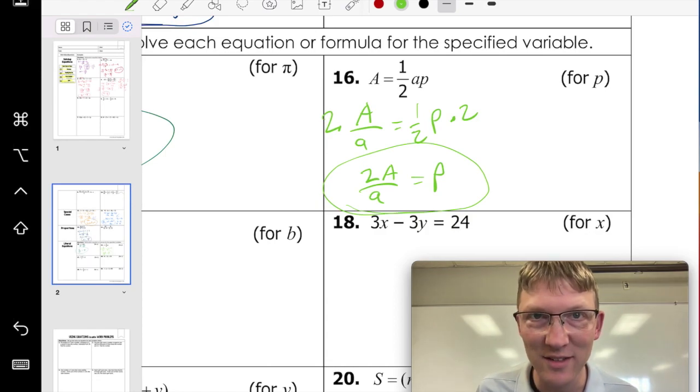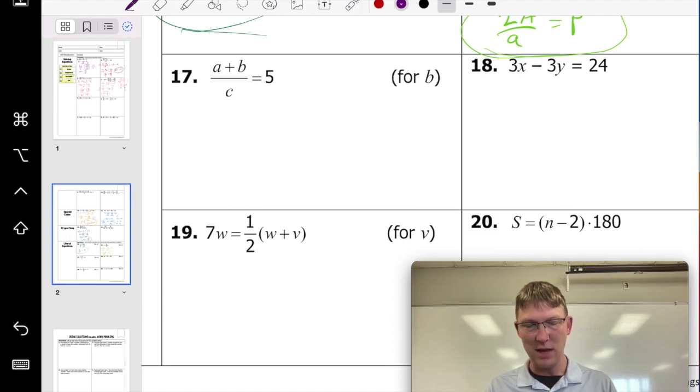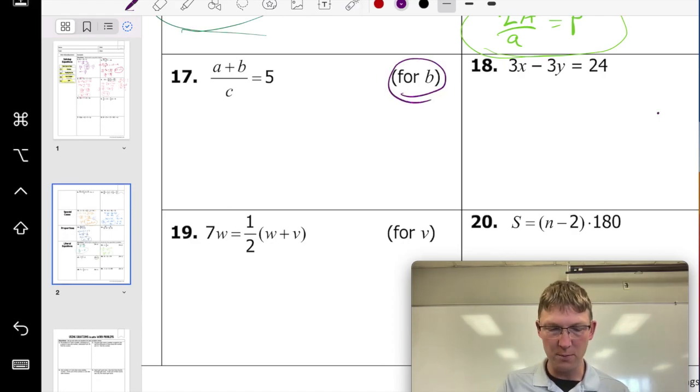Welcome to physics. Just for fun, we're going to do one more, and I'll let you try the other 3. Again, this is just getting you used to being able to solve for a variable, even though there are other variables, other letters on the other side of the equation. That's fine. So this one says solve for b.